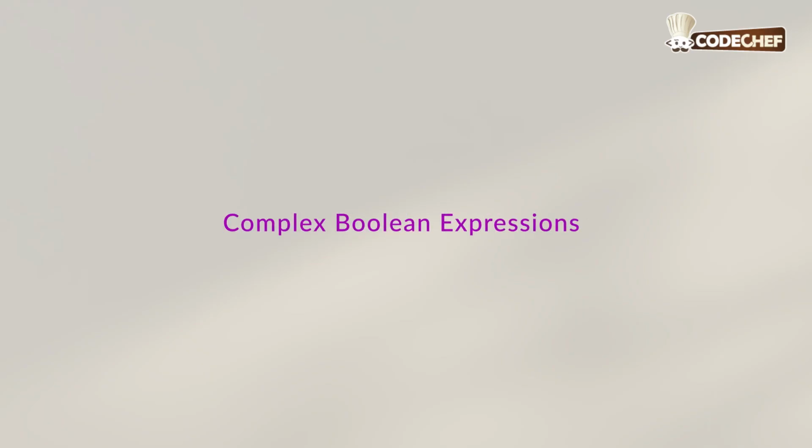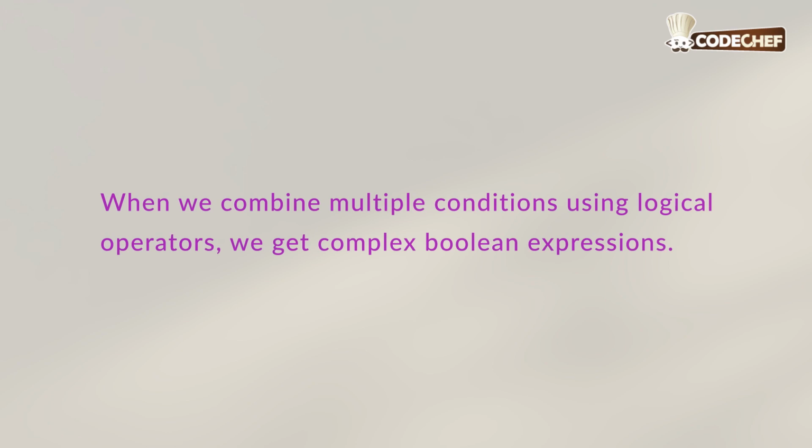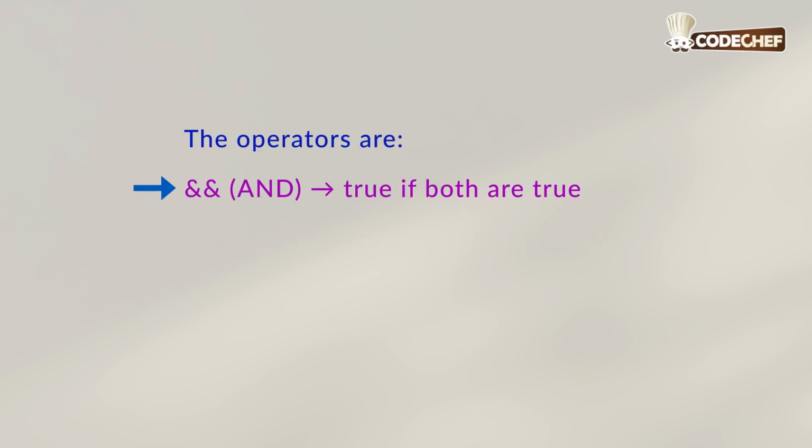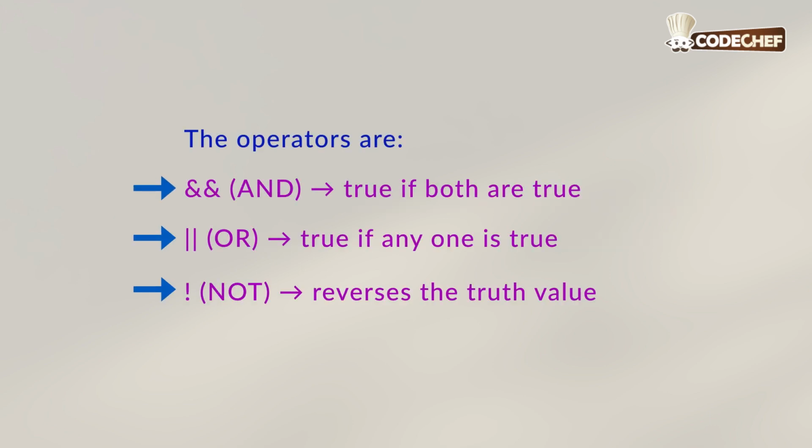Now let's talk about complex Boolean expressions. When we combine multiple conditions using logical operators, we get complex Boolean expressions. The operators are and, or, and not.